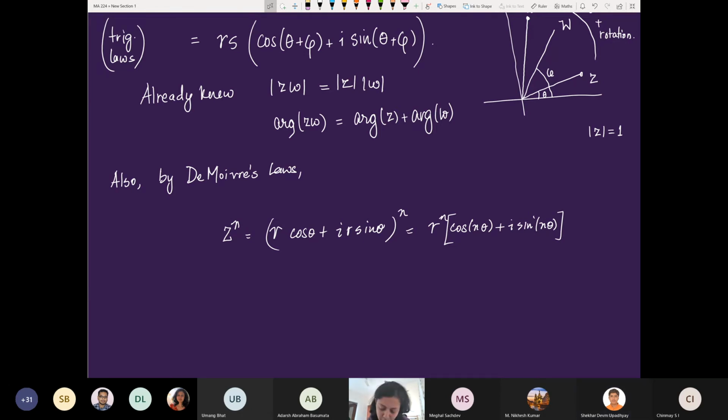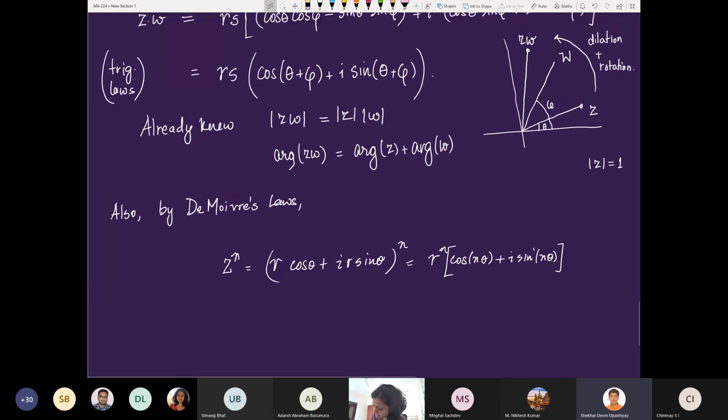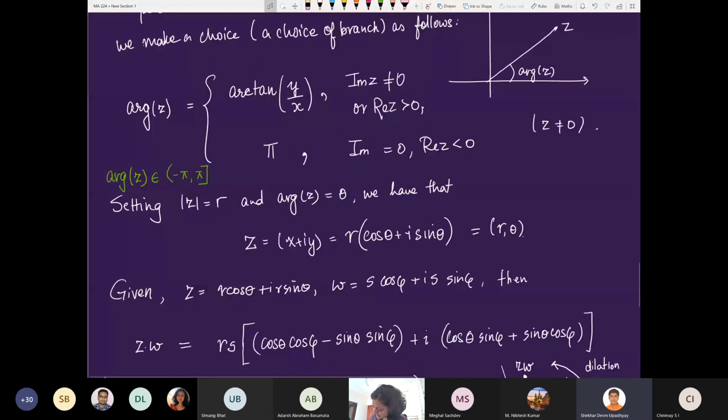Anyway, yes, Shekhar, go ahead. I may be mistaken here. Could you go back to the definition of argument once? Yes.